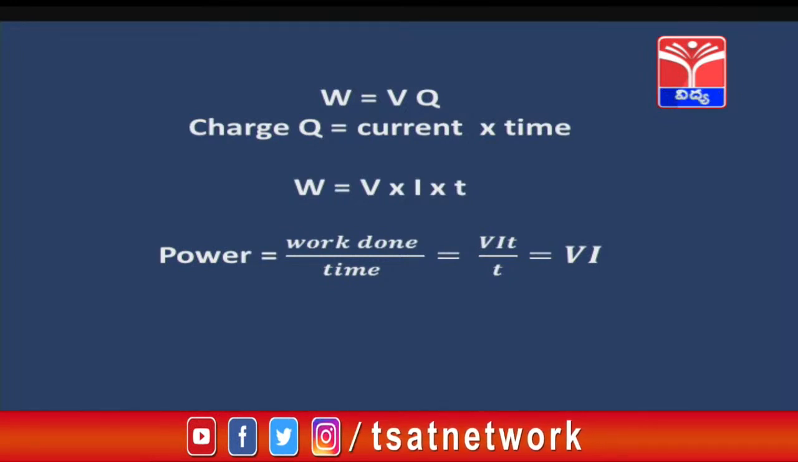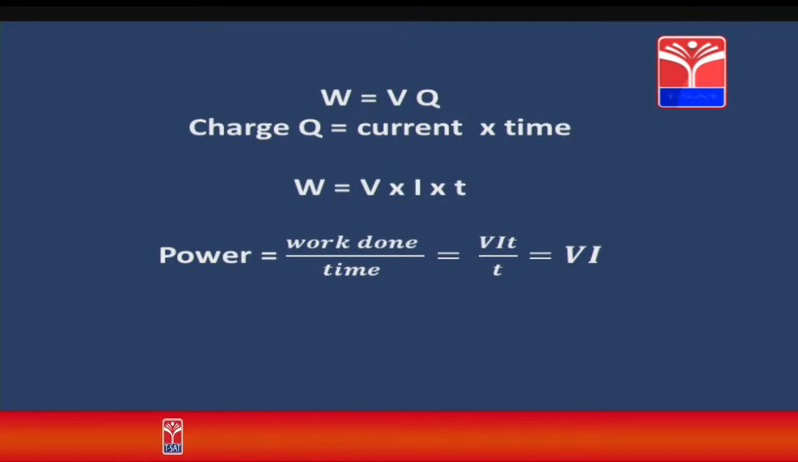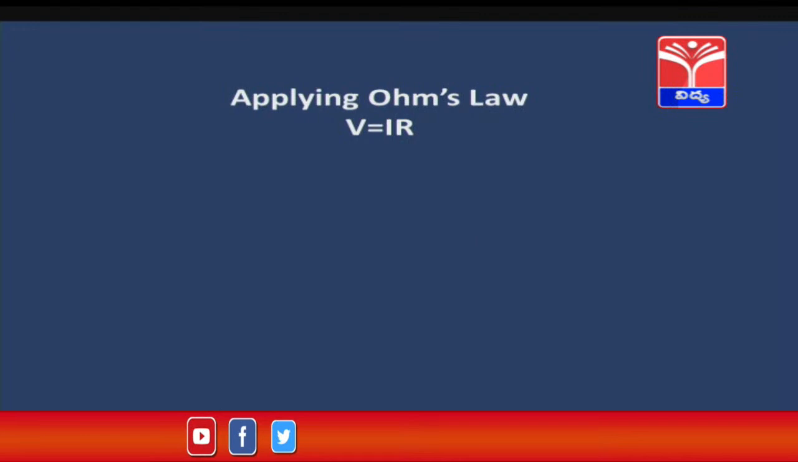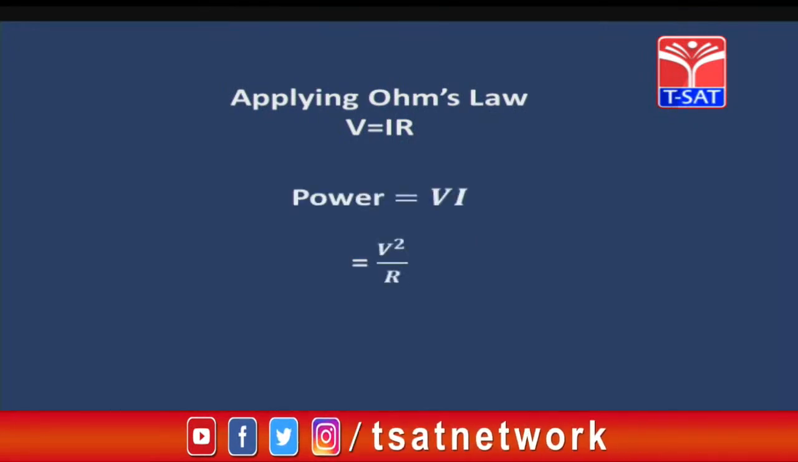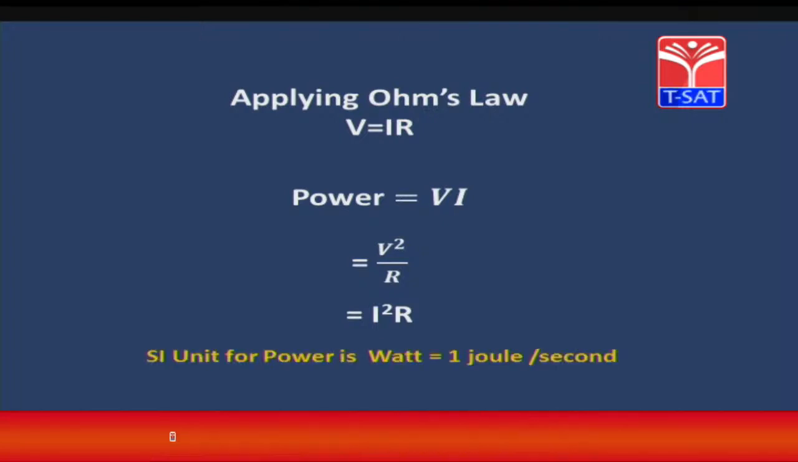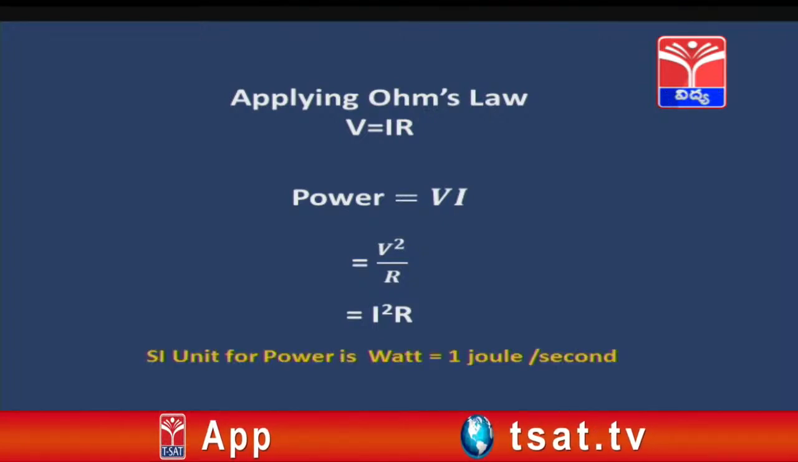So, power is equal to work done by time. Substituting the values, we get VIT divided by T, T gets cancelled and power is given by VI. Applying Ohm's law, V equal to IR, we have power is equal to V square by R and I square R. SI unit for power is watt, that is 1 joule per second.